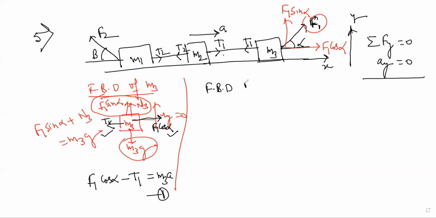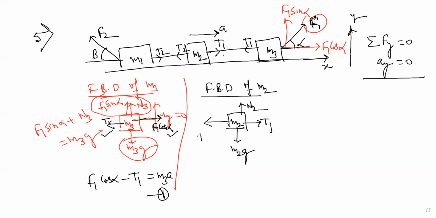Now, FBD of M2. So this is M2. M2 g is acting vertically downward, so we have normal reaction acting vertically upward. In this direction T1, and in the left direction T2. And we have assumed it is accelerating with acceleration A to the right. So the equation will go T1 minus T2 is equal to M2 times A.